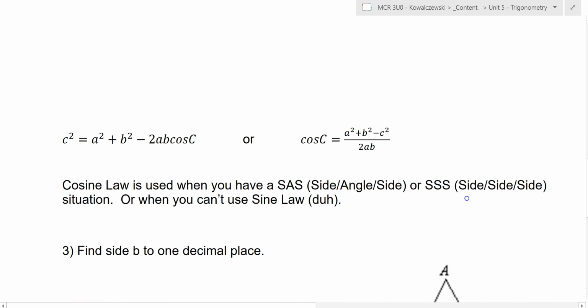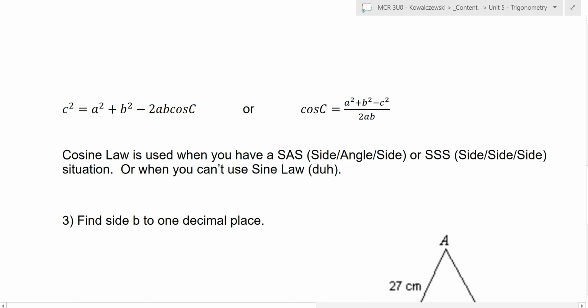Cosine law is used when you have SAS, which is the abbreviation for side, angle, side. That means you have an angle sandwiched in between two side lengths, and you have the measurements for all three. Or SSS, for side, side, side. With all three sides of the triangle, you can also use cosine law.